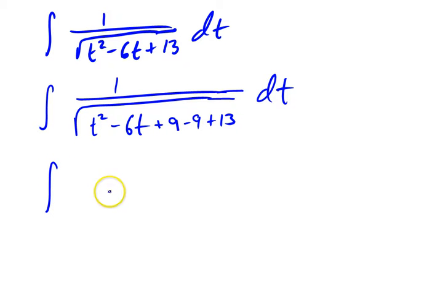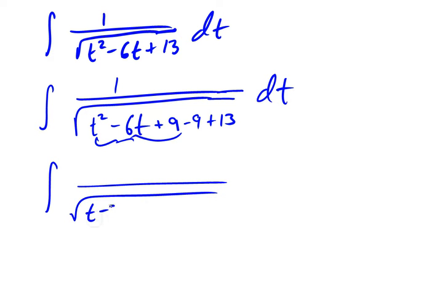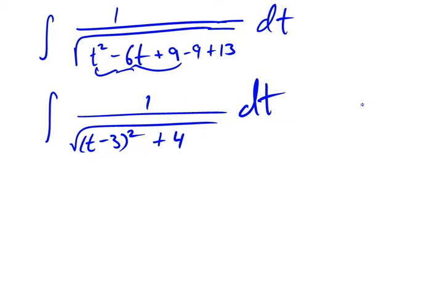That is, now this bit right here, from there to there, is t minus 3 squared. And then the minus 9 plus 13 is 4. There we go. dt. So now what I have is not quite the same as what I had before, but still similar, with a plus sign in between here. This is a perfect square plus another square.